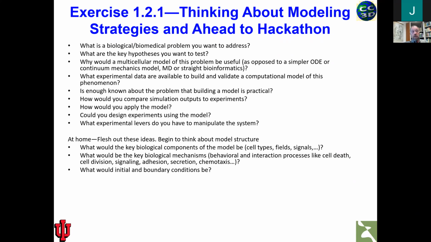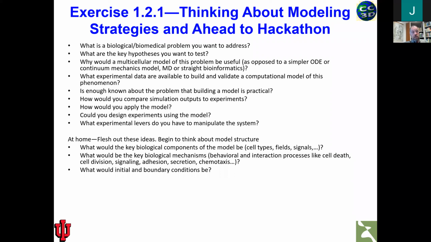And then when you go home, or since you're at home, when you're offline, maybe think about fleshing out these ideas. Once you've made a preliminary idea about what you want to do, think about what the key biological components of a model might be. What kinds of cells would you have? What kinds of extracellular matrix would you have? What organization would you have? What scales? What are the mechanisms? What are the cells doing? What's the tissue doing during the phenomenon you're interested in?